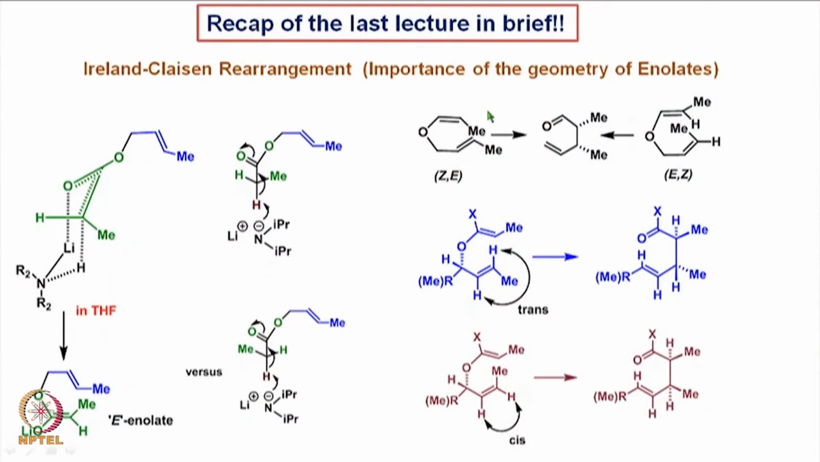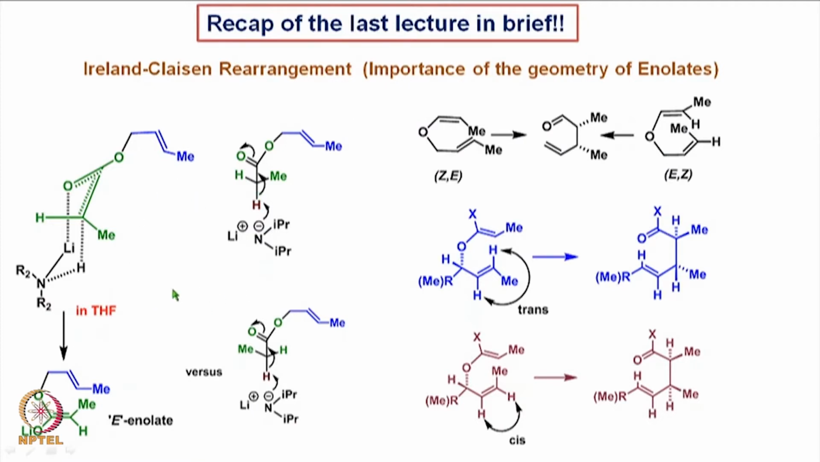In the last class we discussed various aspects of the Ireland-Claisen rearrangement, where the geometry of the enolates played a very important role. Of course, the geometry of the enolates plays a very important role otherwise also, that we saw in the Evans oxazolidinone case and other cases. Here in the Ireland-Claisen rearrangement, how the formation of the enolates is affected by the solvent, we discussed in detail, and we saw that the geometry of the enolates depends on the transition state that we invoke.